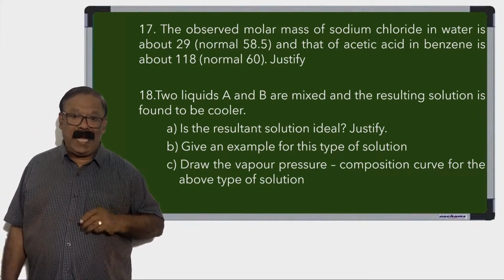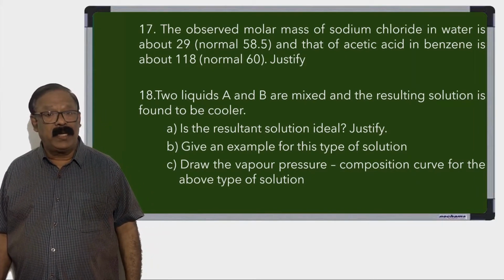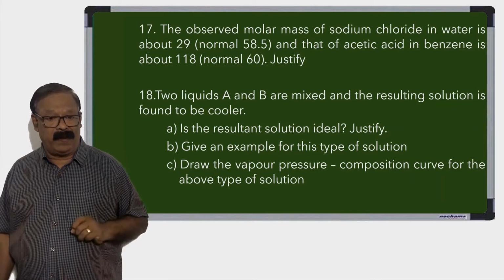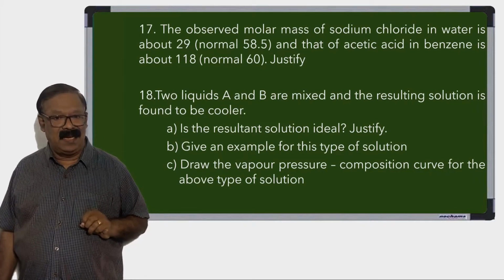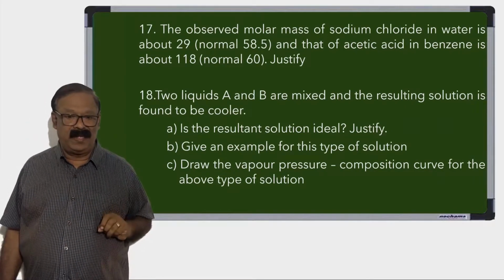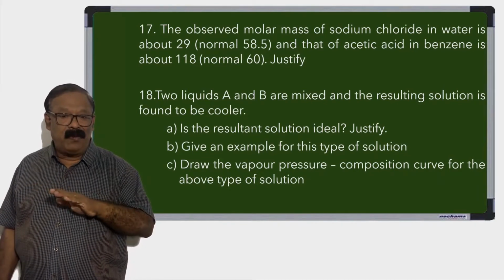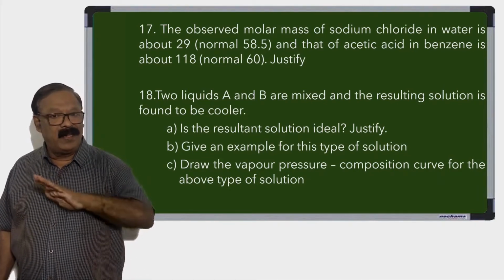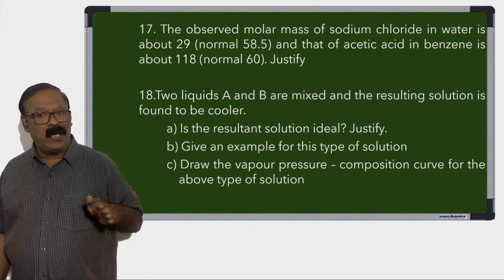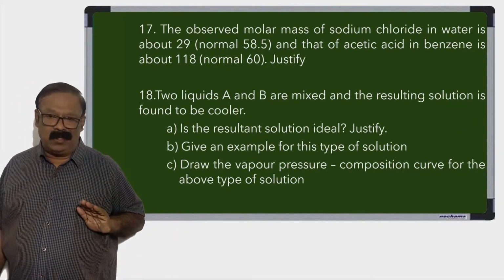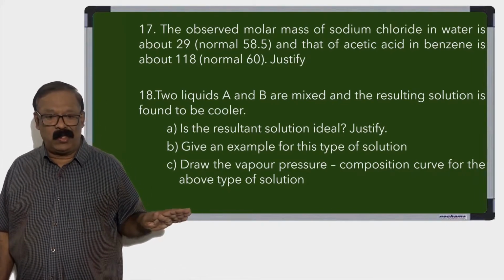Two liquids A and B are mixed and the resulting solution is found to be cooler. Is the resulting solution ideal? Justify. If A and B form an ideal solution, remember, there will be no change in enthalpy. The solution will not get heated, nor will it get cooled. So the resulting solution is not an ideal solution.